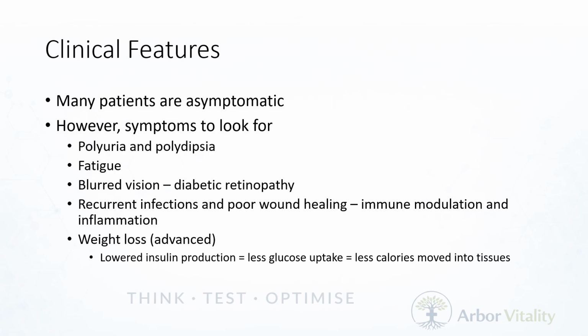And then in some people, they can even get weight loss, which you'd think is good. And yes, the weight loss is good for insulin sensitivity. However, unintentional weight loss in a diabetic could be a sign of advanced disease. Because you have lowered insulin production, it means you get less glucose uptake, i.e. higher circulating blood sugar. Less glucose uptake, which means fewer calories are moved into your tissues, which means you are not maintaining your caloric balance.